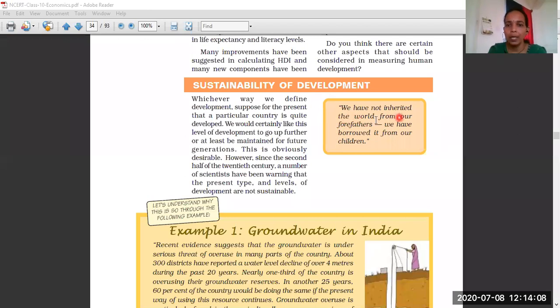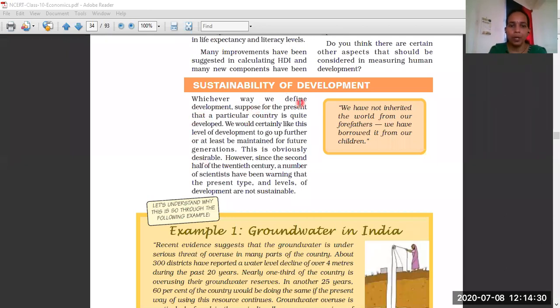We have not inherited the world from our forefathers. It is not inherited; we have borrowed it from our children. It means we have to protect it and preserve it for our children, for our upcoming generation. Sustainability of development, we will see in detail.